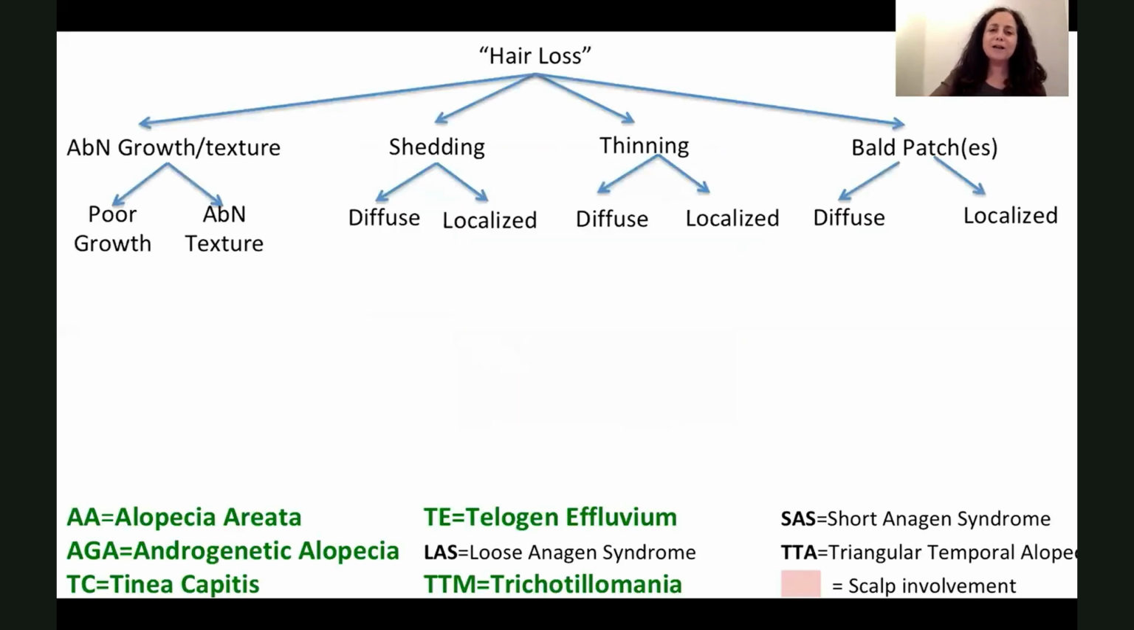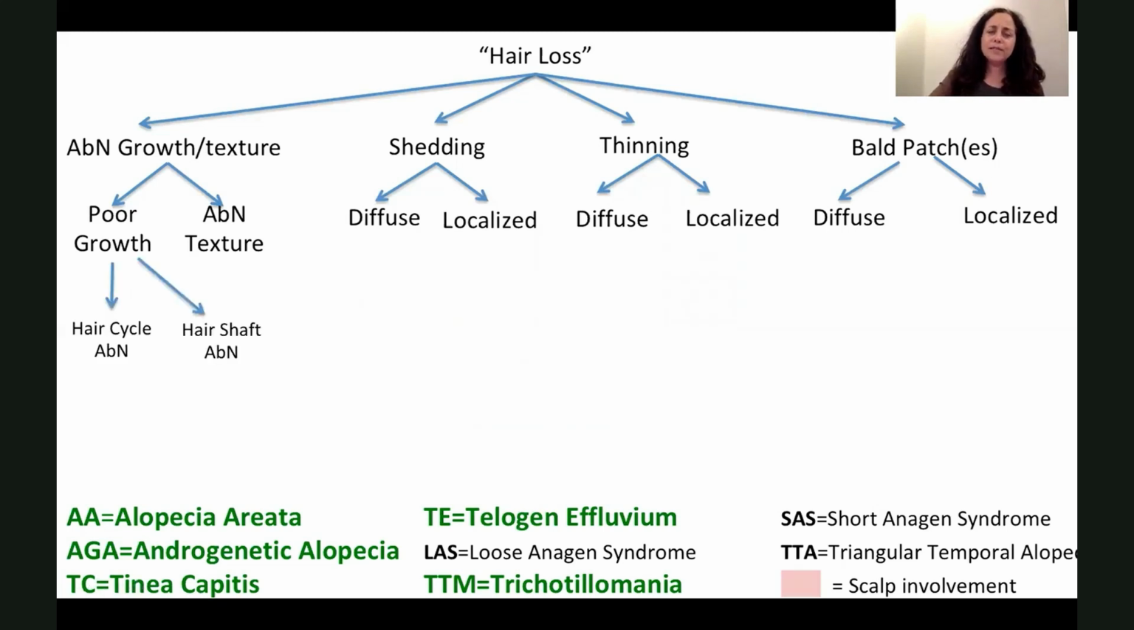So let's come back to our algorithm here. Let's start with hair that's growing either poorly. Sometimes this is reported as my child never has to get a haircut, or the texture is abnormal, it's rough, or easy breakage. So abnormal growth or texture can present as poor growth or abnormal texture.